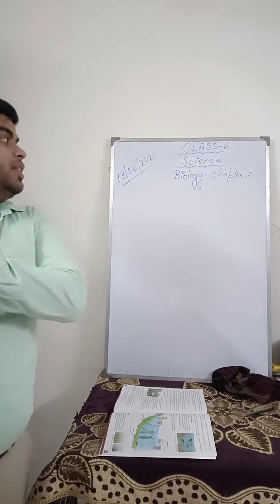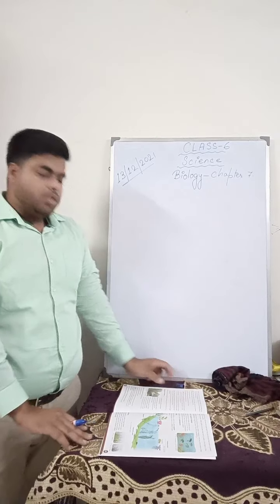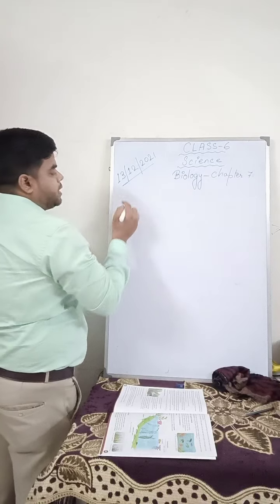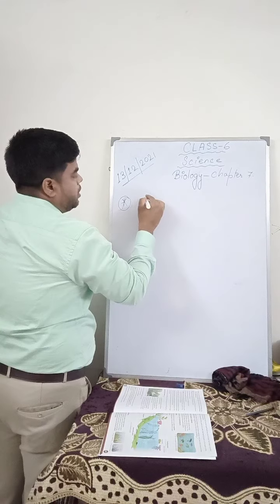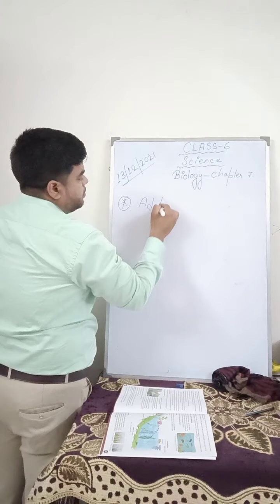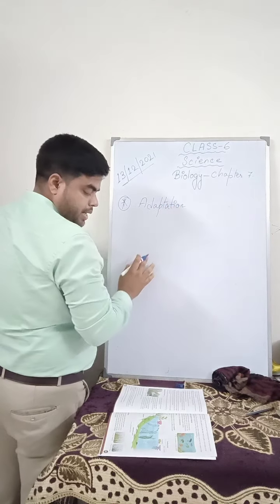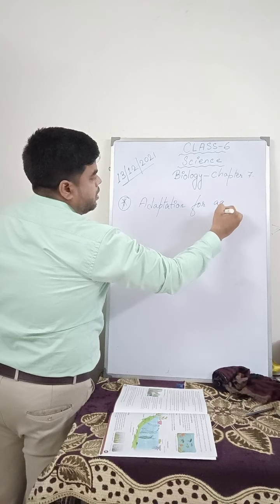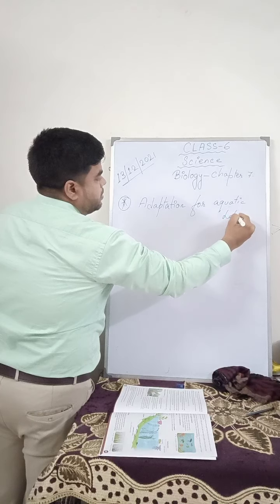Good morning, students. This video is for class 6 science, and today also we will continue with biology chapter number 7, that is adaptation. And today our topic of discussion will be adaptation for aquatic habitat.